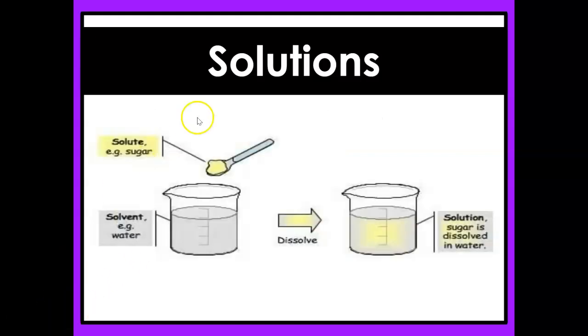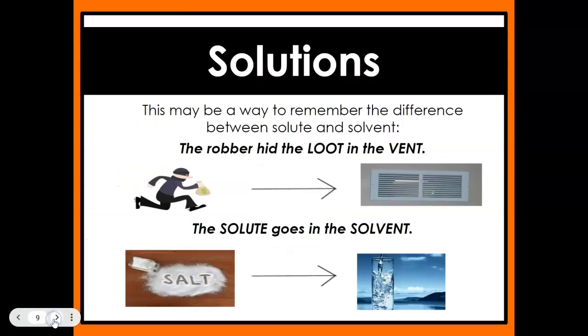And here as an example, so we're making sugar water in this picture. The solute is the sugar. It's going to go into the solvent, which is water. Stir, stir, stir, dissolve. Once all the sugar is dissolved, you have this solution of sugar water. So the solution is the sugar water, the solvent is the water, and the solute is the sugar.